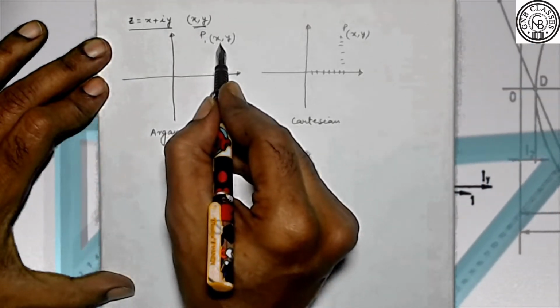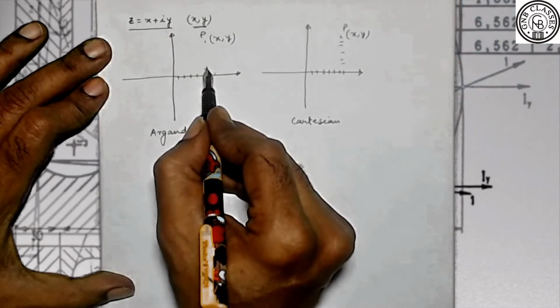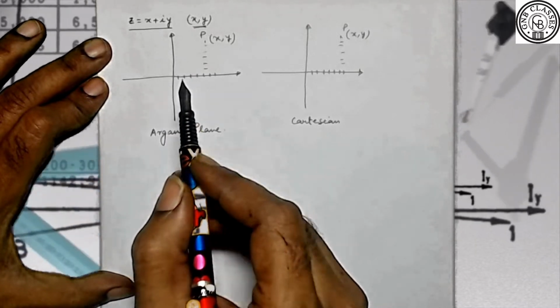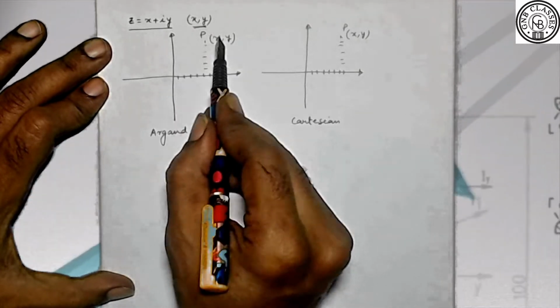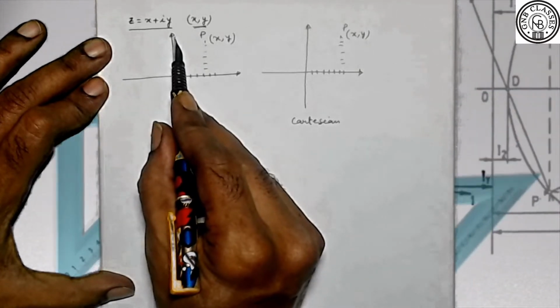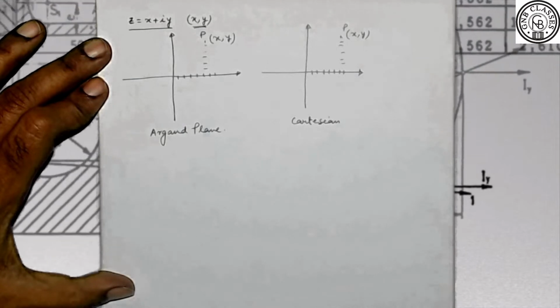If we want to locate the point x, y, we move x units on the x-axis and then we move y units on the y-axis. But the difference is that here y is the imaginary part of z. That is why we are moving along the imaginary axis when we are plotting the ordinate y. Is it clear to us?